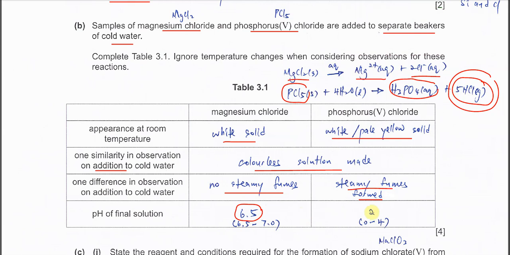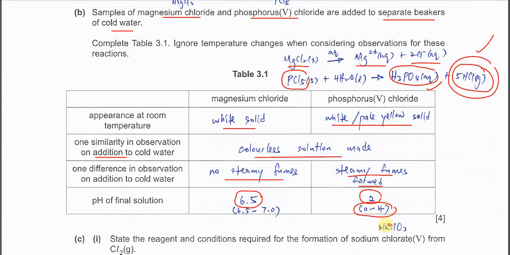The pH of this final solution, phosphorus pentachloride when dissolved in water, because it forms HCl and phosphoric acid, they are strong acids, so it can be pH 1 or pH 2. The range that is allowed is 0 to 4. Normally we will put pH 1 or pH 2. So each row is worth one mark.